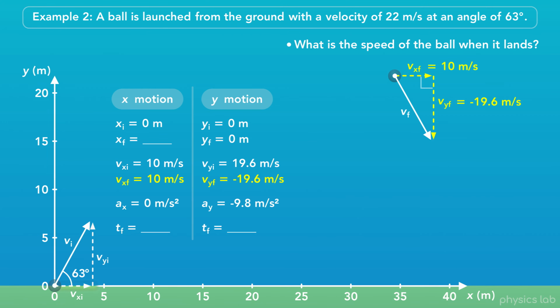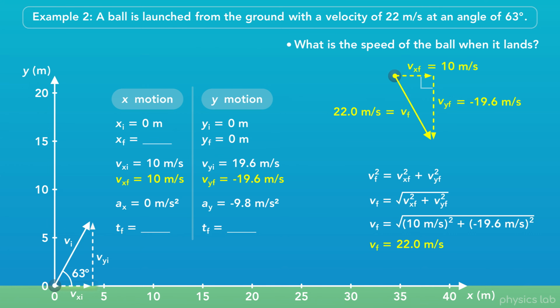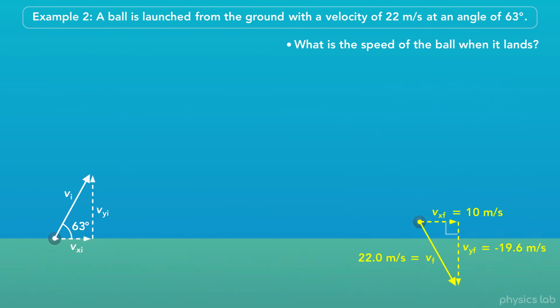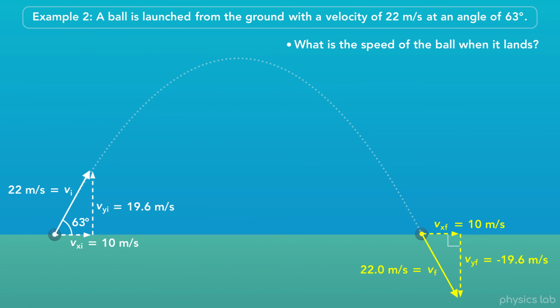Now that we have the final x and y velocities, we can use the Pythagorean theorem to find the speed, which is the magnitude of the final velocity vector. When we do that, we get 22 meters per second for the final speed of the ball. This is the same as the initial speed when the ball is launched. That's because the initial and final heights are the same, and the trajectory is symmetric. So we could have just answered this question by remembering that concept.